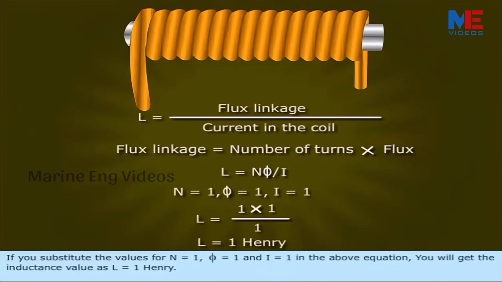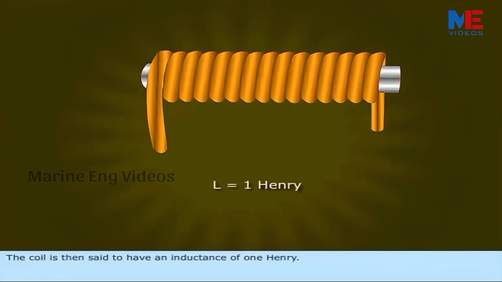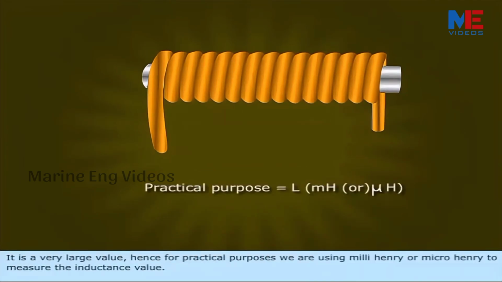If you substitute the values for N equal to 1, phi equal to 1 and I equal to 1 in the above equation, you will get the inductance value as L equal to 1 Henry. If a current of 1 ampere is passed through the coil, it produces a magnetic flux linkage of 1 Weber. The coil is then said to have an inductance of 1 Henry. It is a very large value, hence for practical purposes we are using millihenry or microhenry to measure the inductance value.